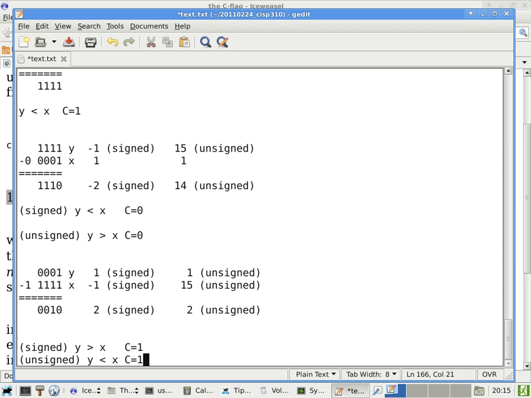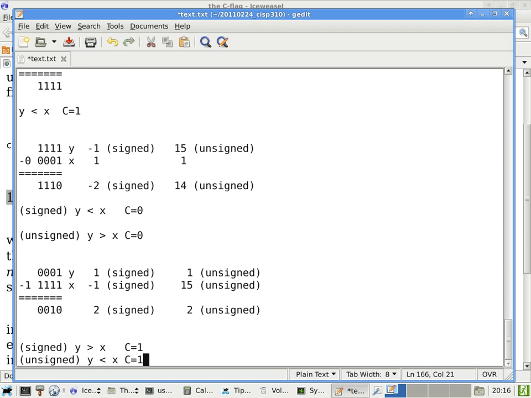The alligator eats the bigger number. Yes, that's a good way to look at it. Now we can see a pattern. When you look at things from an unsigned perspective, whenever Y is less than X, the carry flag is a 1. But we don't have such luck with the signed interpretation.